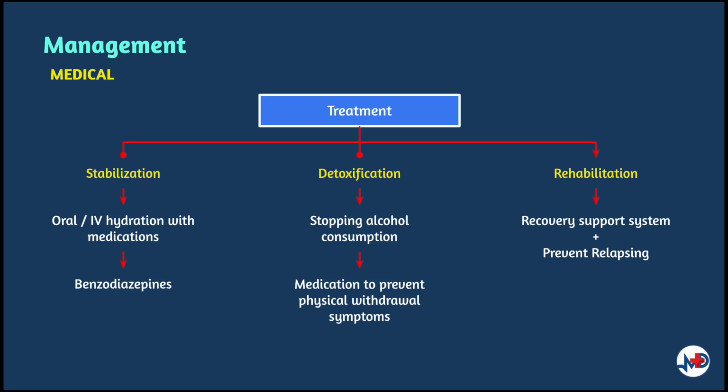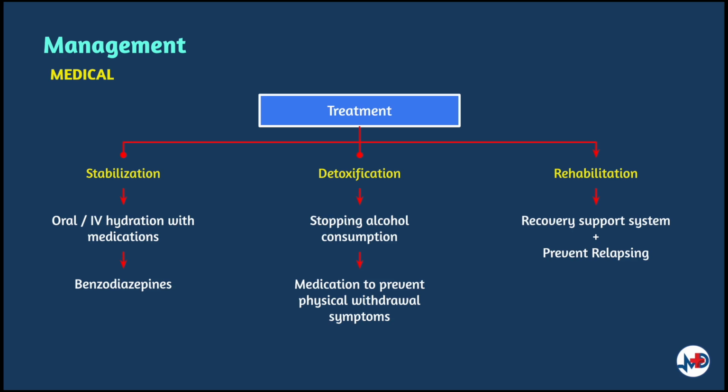Many medical and surgical complications are associated with alcohol use disorder, but only stabilization of alcohol withdrawal and alcohol ketoacidosis will be discussed here. Alcohol withdrawal is treated by oral or intravenous hydration along with medications that reverse the symptoms of alcohol withdrawal. The most common group of medications used to treat alcohol withdrawal symptoms is a sedative group also called benzodiazepines, such as lorazepam, diazepam, and chlordiazepoxide or Librium. They can be given intravenously, orally, or by an injection. Diazepam also comes as a rectal suppository.